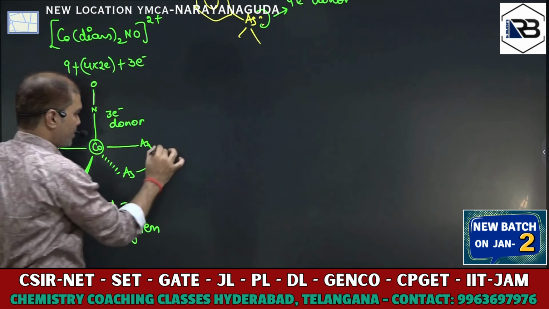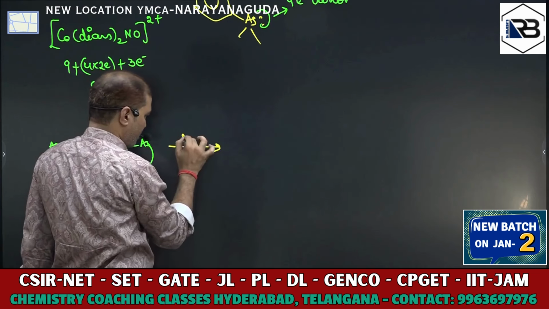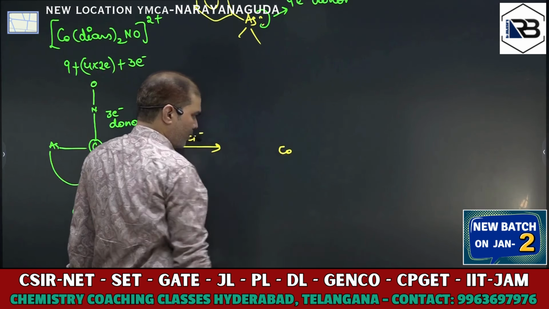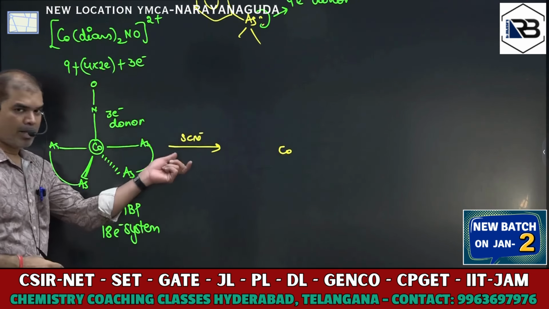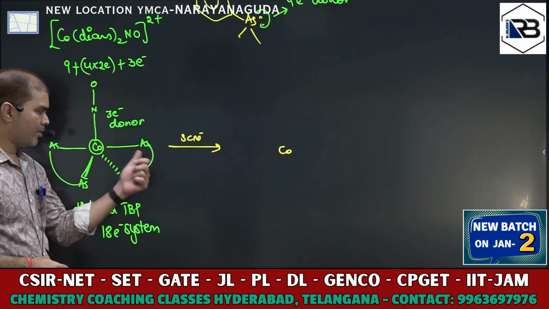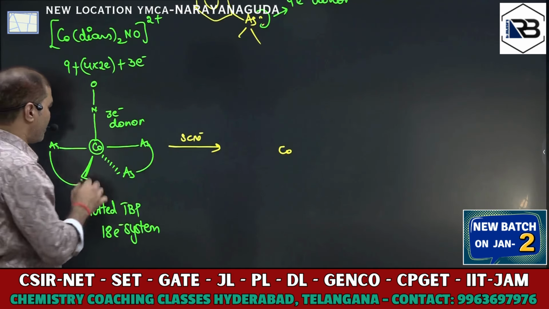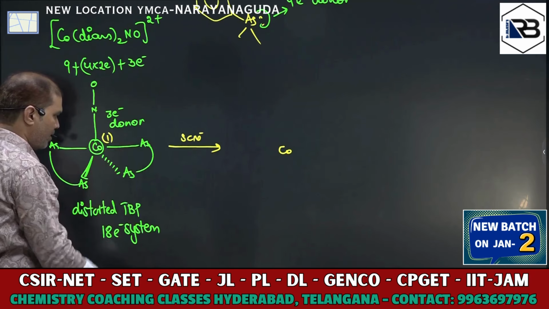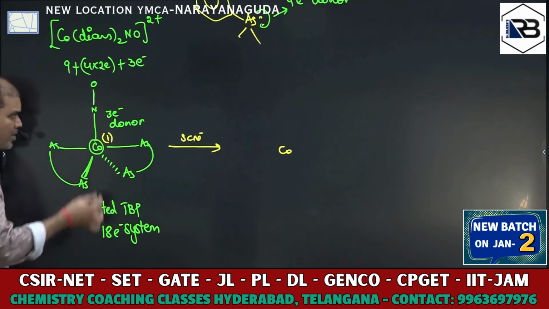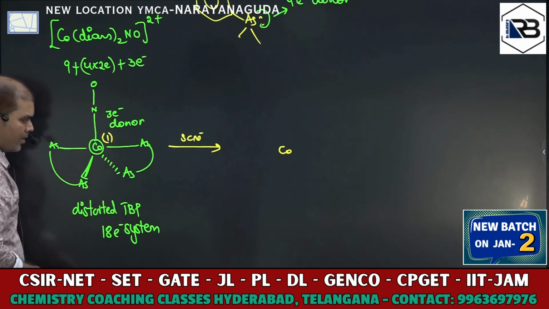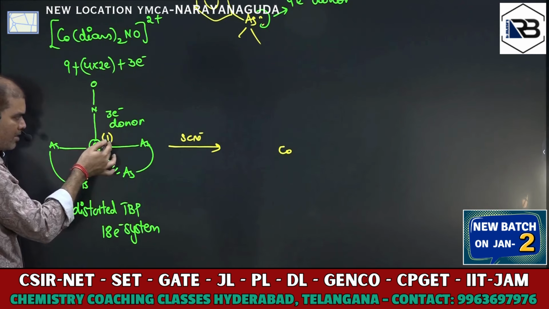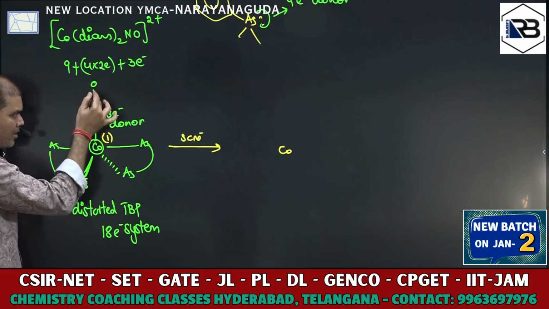So to this 18 electron system, if we add SCN minus, then this SCN minus will go and add on to cobalt. But once SCN minus is added, 2 more electrons will be added to the cobalt. If we look at the oxidation state of cobalt here, the cobalt is present in +1 oxidation state, because NO is considered as NO plus or NO minus. In this case I am just taking it as NO plus because it is linear.